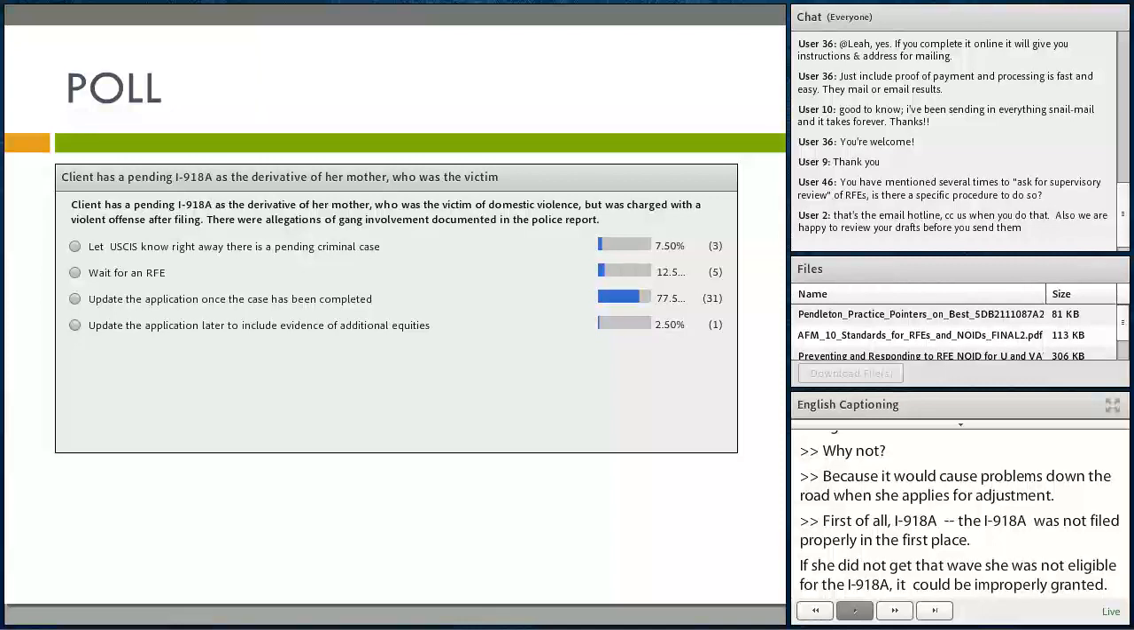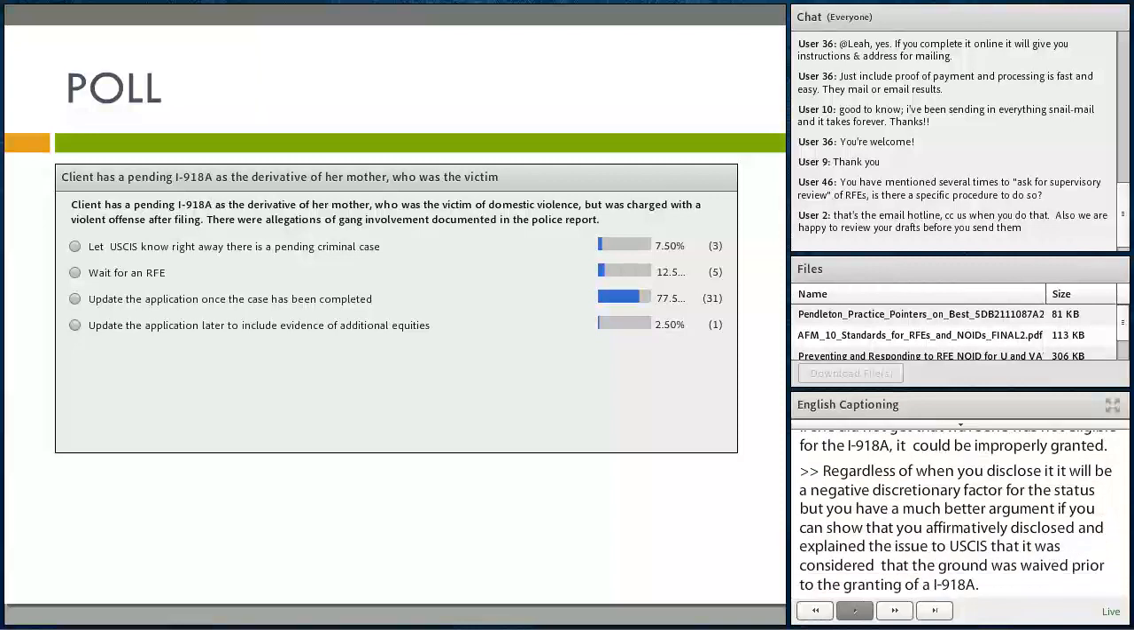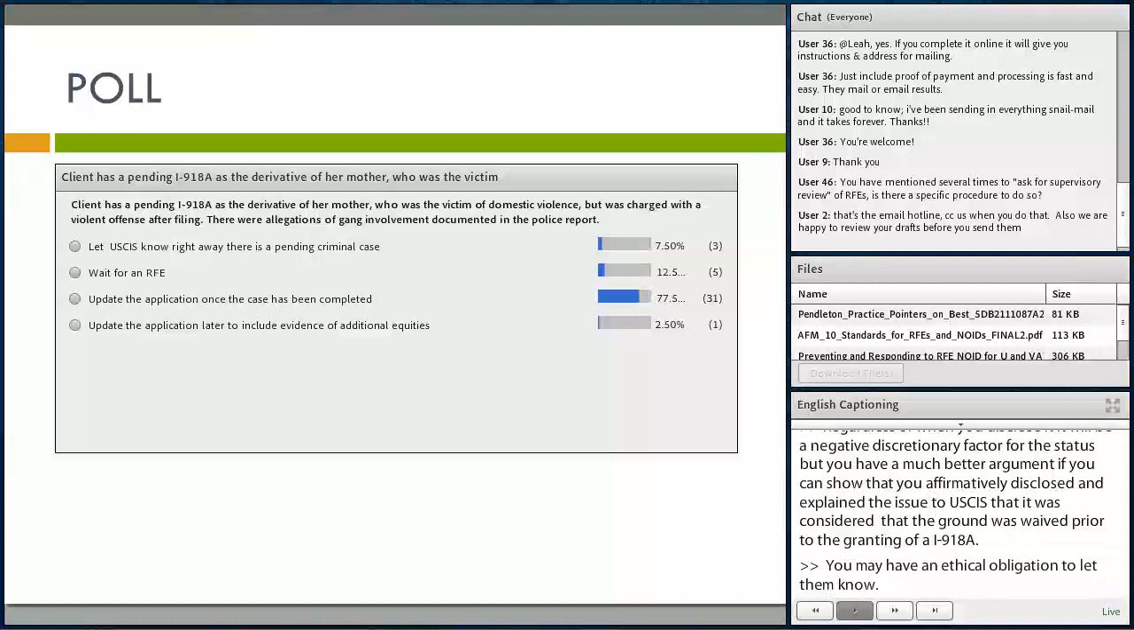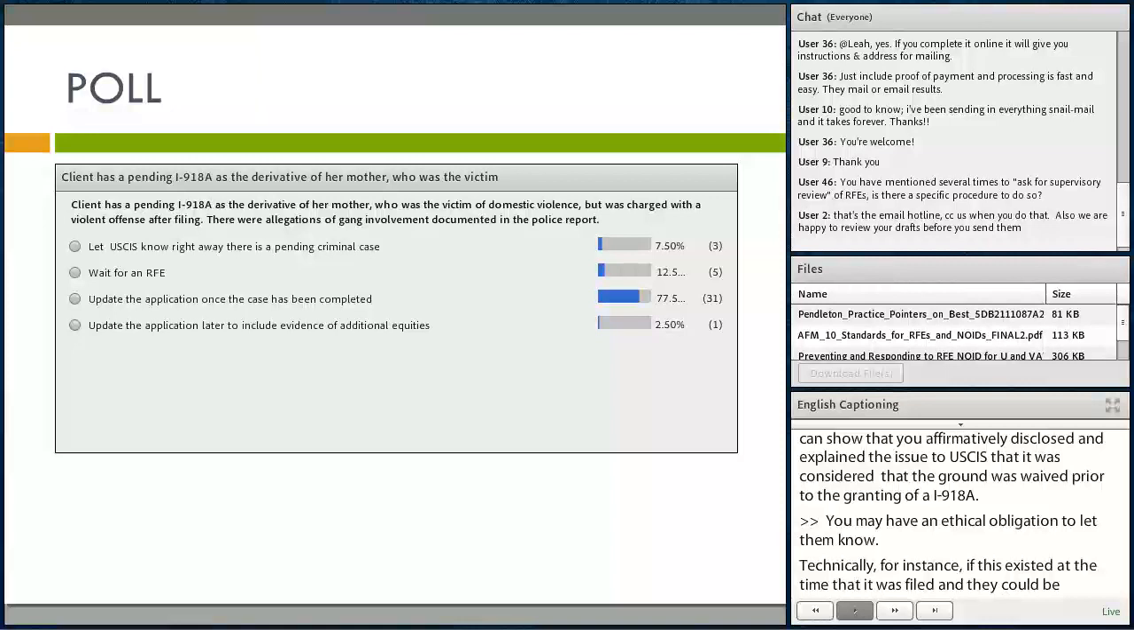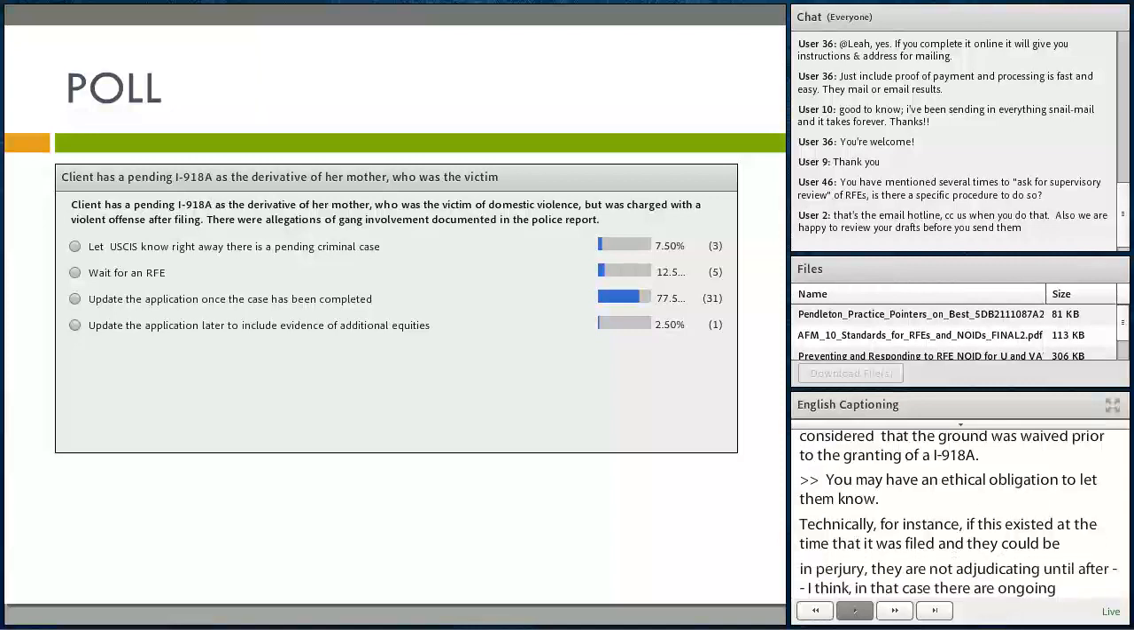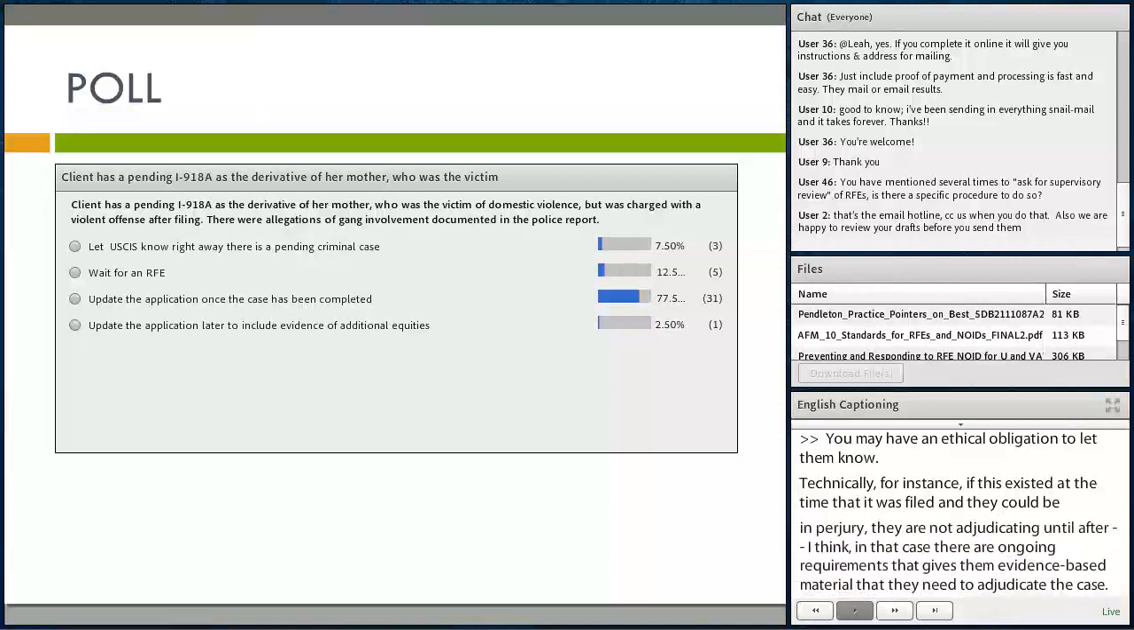But you'll have a much better argument if you can show that you affirmatively disclosed and explained this issue to USCIS, that it was considered, and that the ground was waived prior to the granting of the 918A. Yeah, and I also think you may have an ethical obligation to let them know, because technically, if this existed at the time you filed and you didn't reveal it, you would be suborning perjury. And since they're not actually adjudicating it until after, I think there's an ongoing requirement that you give them the evidence. It's a material issue that they need to adjudicate the case. Right.